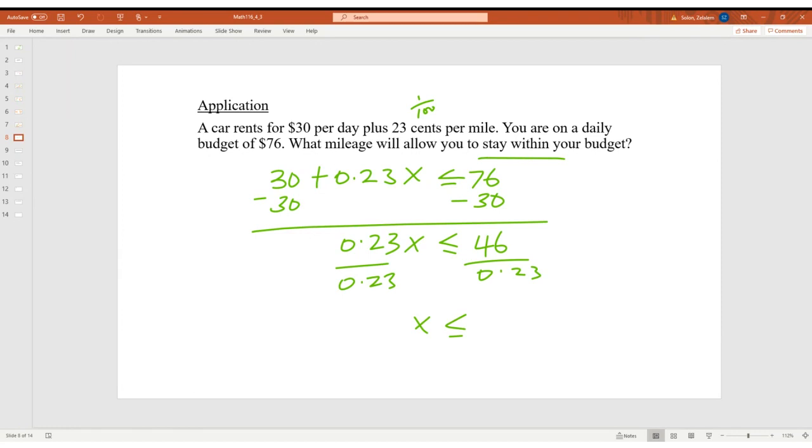After that, you'll be out of budget, so you can't cover the cost. So this is 200 miles. So when you rent, you know you can drive up to 200 miles. Okay? Does it make sense?